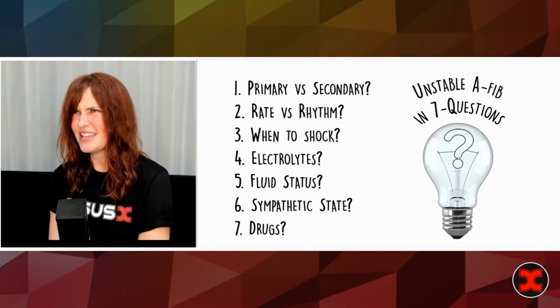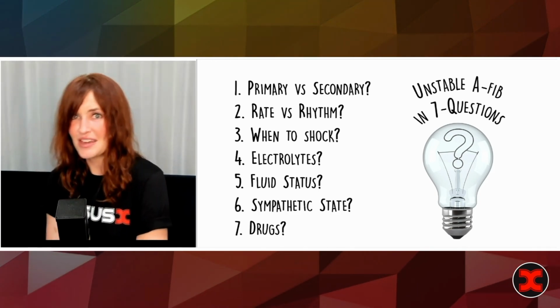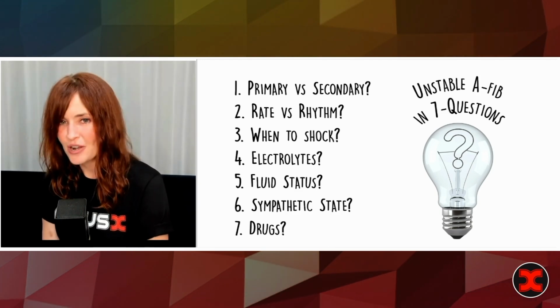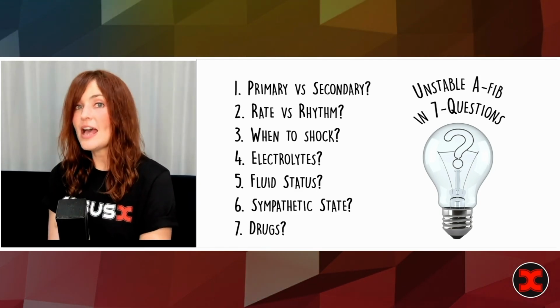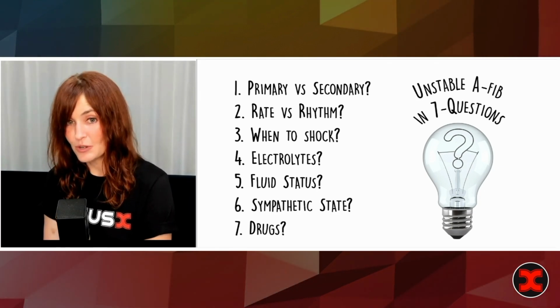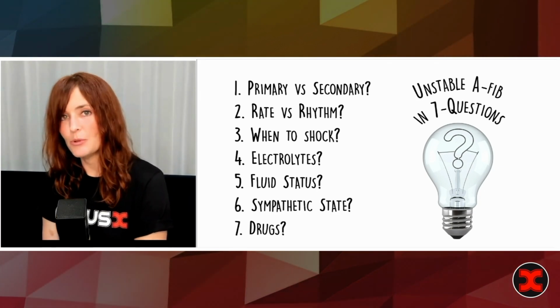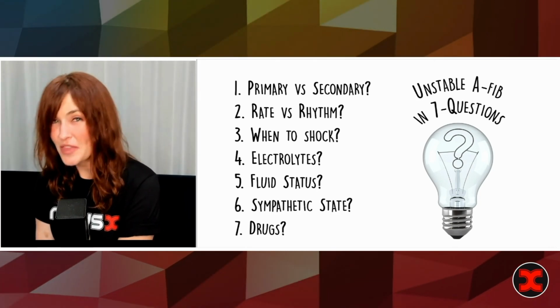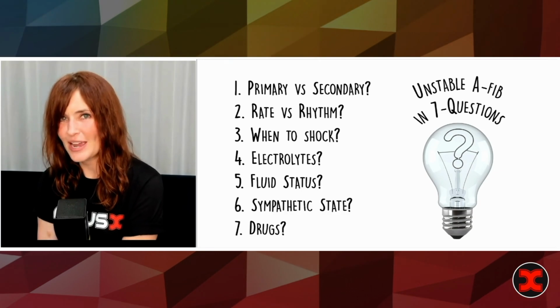6, do they have a significantly overloaded sympathetic state? Is their endogenous epi drip going nuts? And lastly, my drugs to support their blood pressure as well as to rate and rhythm control them. My go-to for unstable AFib is generally amiodarone. If I have to use a beta blocker, I'll go with esmolol, but amiodarone's usually the way to go.